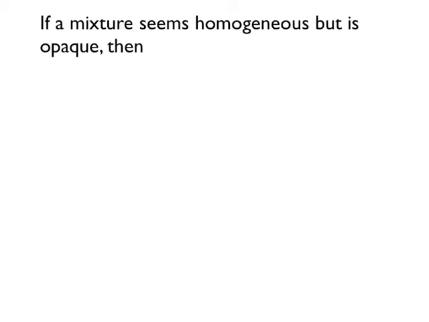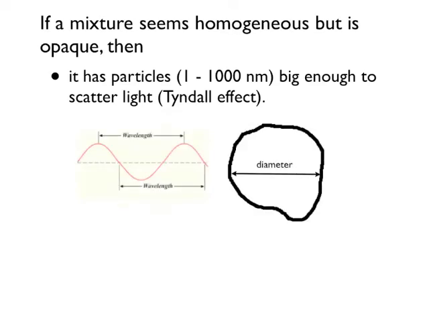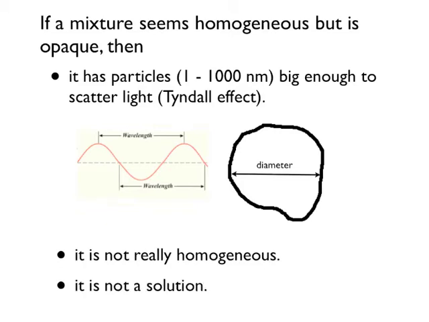So if a mixture seems homogeneous but is opaque, then it has particles big enough to scatter light. That's called the Tyndall effect. It happens because the wavelength of the light is about the same as the size of the particles that are scattering it. So it's not really homogeneous, it's not a solution, it's called a colloid.